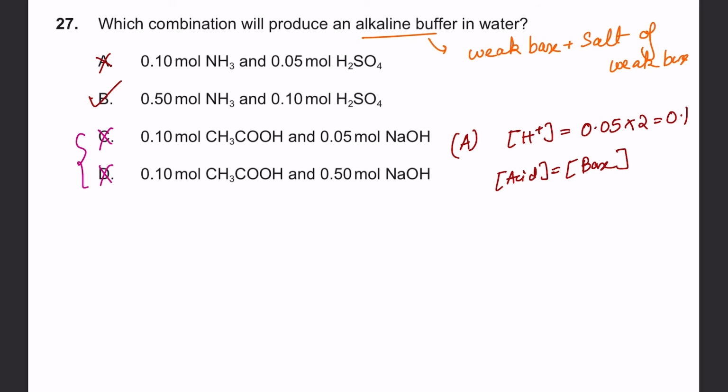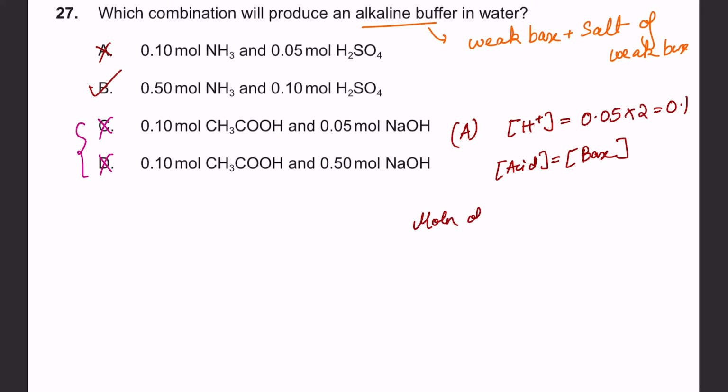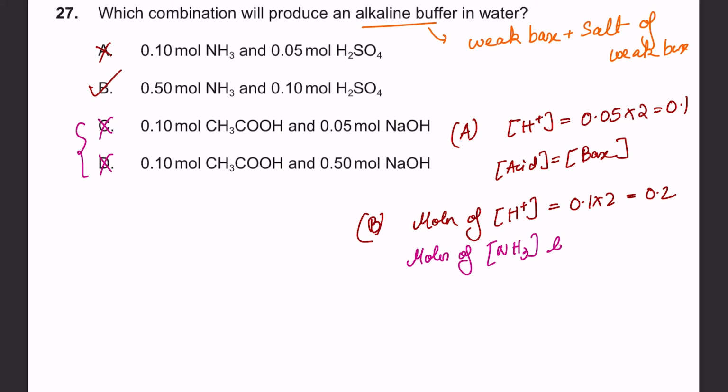In option B, moles of H plus would be 0.1 times 2, that is 0.2. So moles of NH3 left would be 0.5 minus 0.2, this is 0.3. And we can also find the moles of salt.